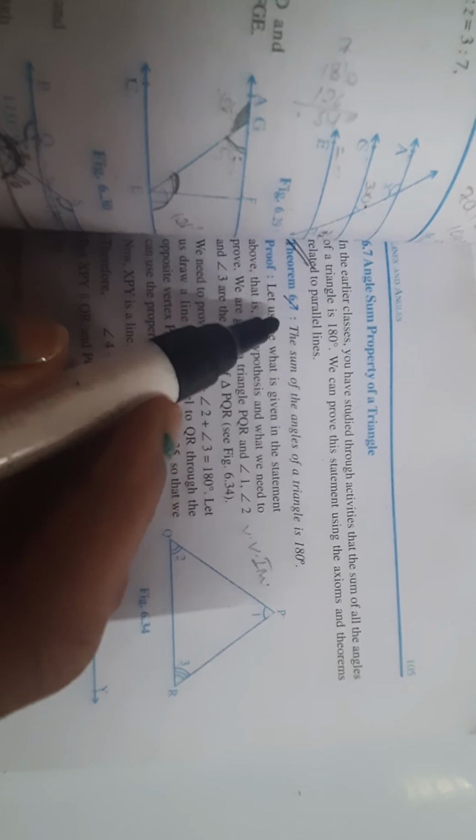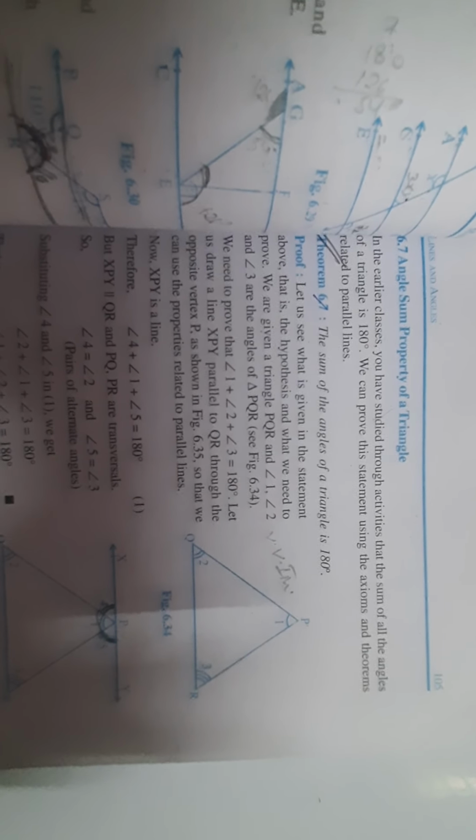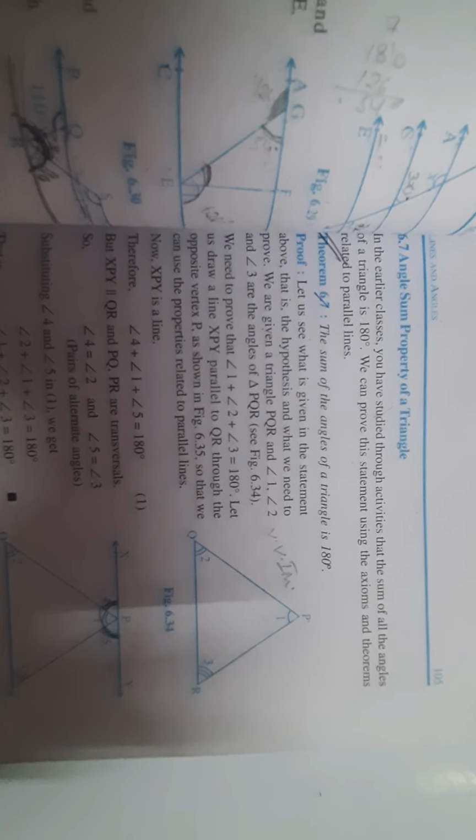Theorem 6.7, the statement is: the sum of angles of a triangle is 180 degrees, meaning the sum of interior angles of a triangle is 180 degrees. Dear students, the theorem is very important, definitely going to come in your exam. So let's see its proof.